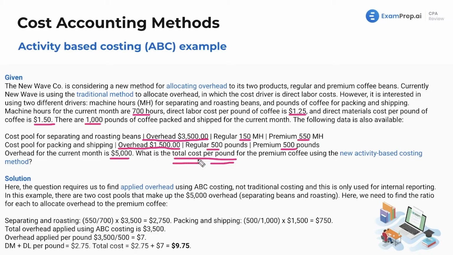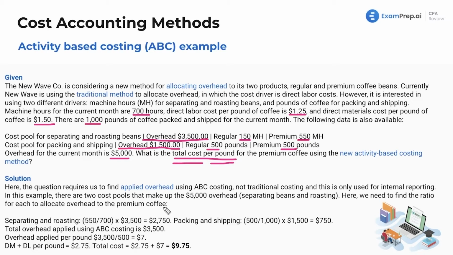Understanding and recognizing these tricks before you dive into it definitely helps you to not get distracted or have the question trick you. So here the question requires us to find applied overhead using activity-based costing, not traditional costing. And this is only used for internal reporting. In this example, there are two cost pools that make up the $5,000 overhead. We've got separating beans and roasting. Here we need to find the ratio for each to allocate overhead to the premium coffee. Good for us. Glad it's up to us to do it because we are capable and get it done.